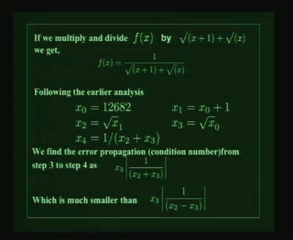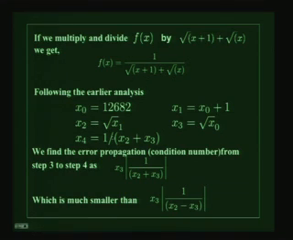For example, we could multiply and divide this f of x, which was root of x plus 1 minus root of x, by root of x plus 1 plus root x. That wouldn't change the function value, but the way the function is written will now be, instead of root of x plus 1 minus root x, 1 by root of x plus 1 plus root x. So following the earlier analysis, we will follow just the same analysis to see how the condition number of this particular function is.